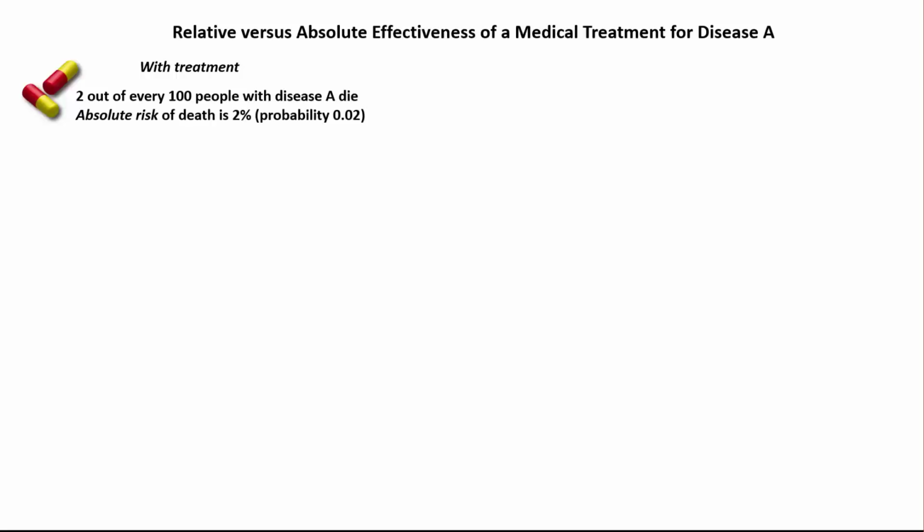So in this case, we're going to look at the comparison for a treatment for a disease A. Let's suppose we've got a drug for a potentially fatal disease A, and we run a controlled trial of people with the disease in which some take the drug and others don't, or they take a placebo. For those with the treatment, 2 out of every 100 with the disease die. So the absolute risk of death is 2%.